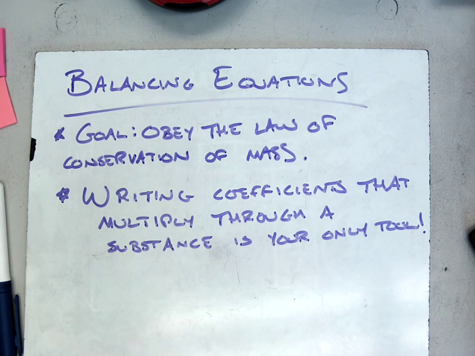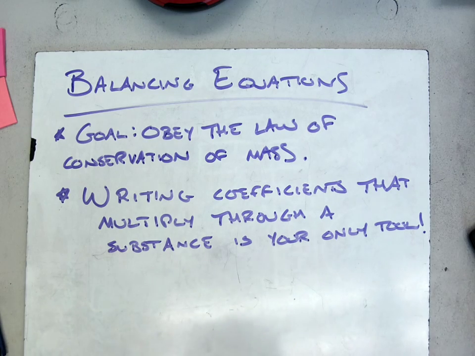Your only tool is writing coefficients. When you write a coefficient, it multiplies through that substance. So imagine that number in front multiplying by every subscript, and that's how many of each atom you have. Okay, there were 2 open response questions that had to do with balancing.